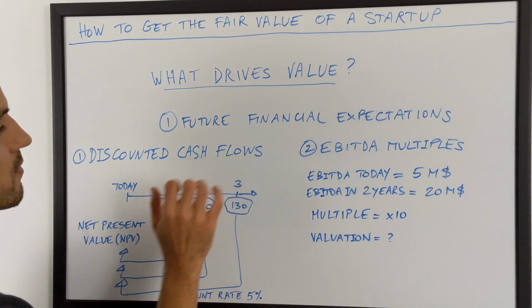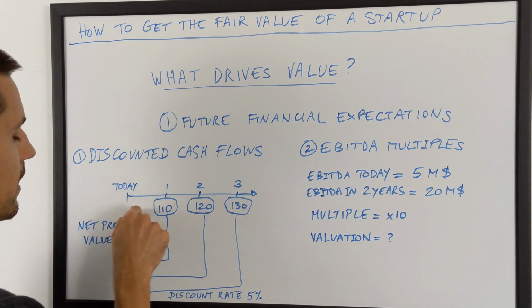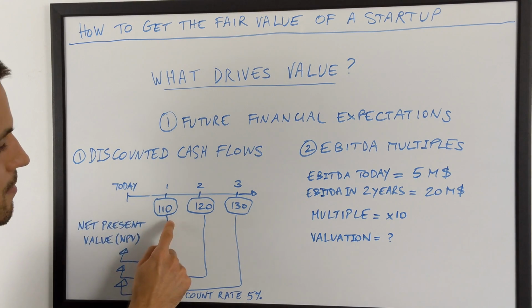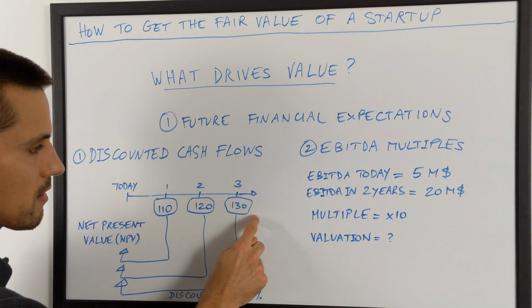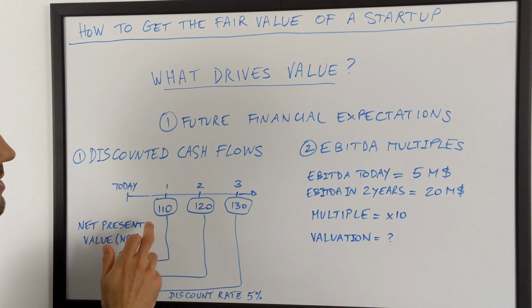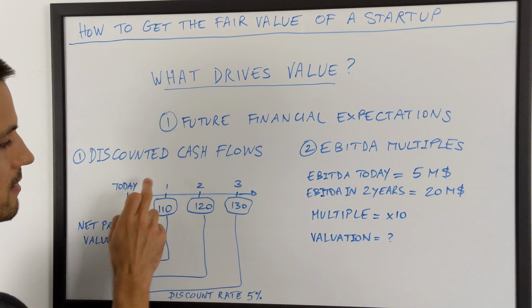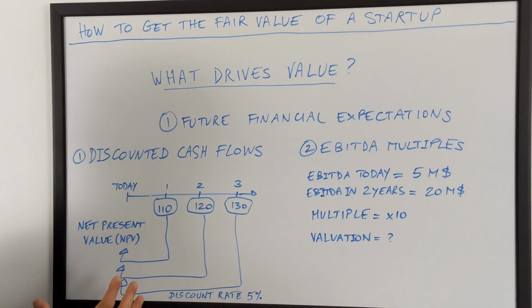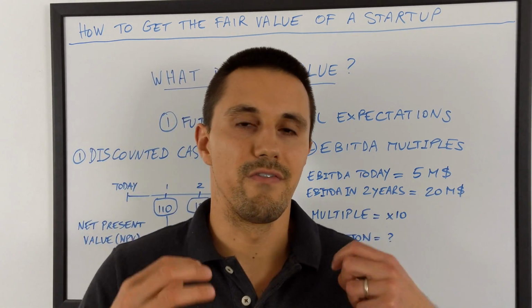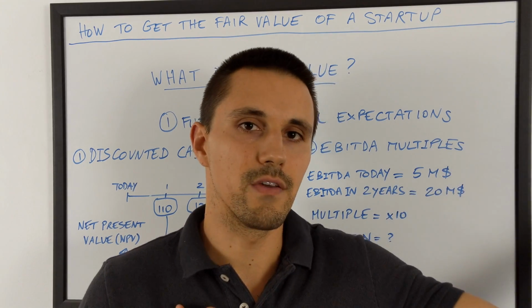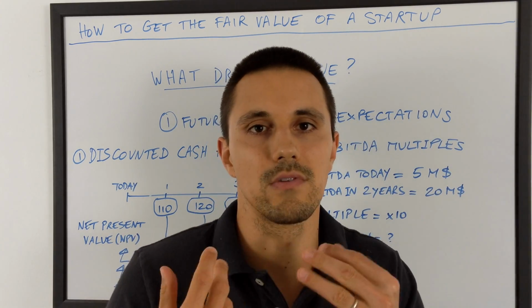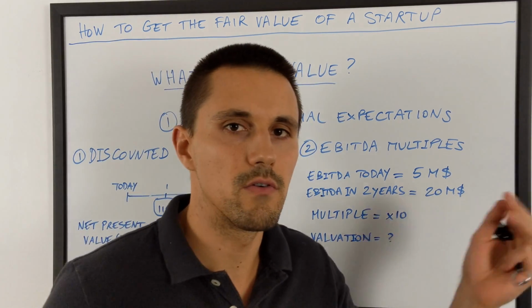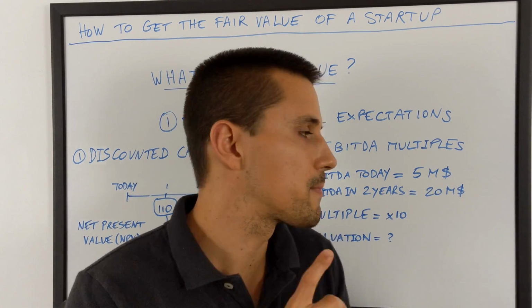In the discounted cash flows, the idea is to say, okay, we are here today and we are estimating future cash flows of the company we're talking about. Imagine it's 110 in 1 year, 120 in 2 years, and 130 in 3 years. And as you know, future value today has more value than in the future, so you somehow have to discount it. That's the basic principle of finance. Again, it's in the video from last week if you want to go deeper here.